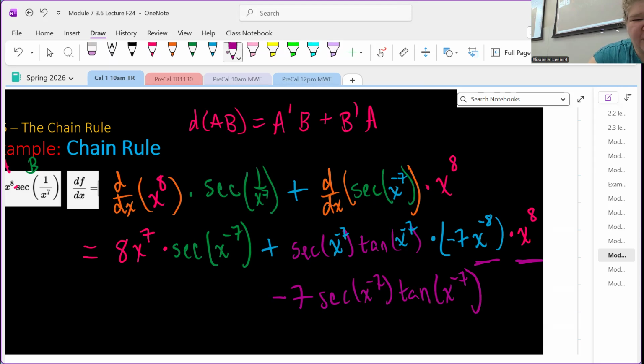The first part, though, that's all she wrote. This x to the 7th is outside. The x to the negative 7th is inside the secant, so those two can't interact. So that one stays the same.